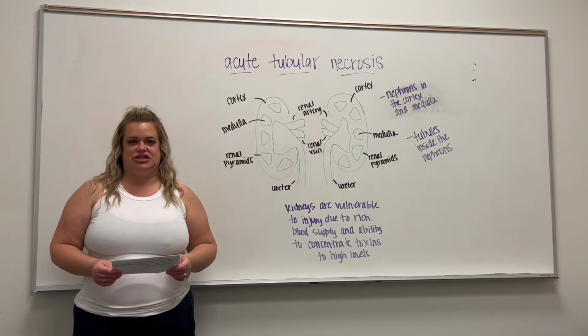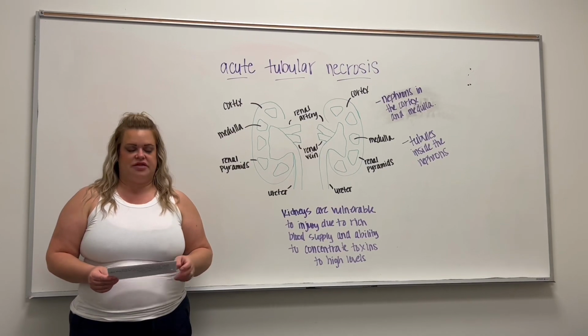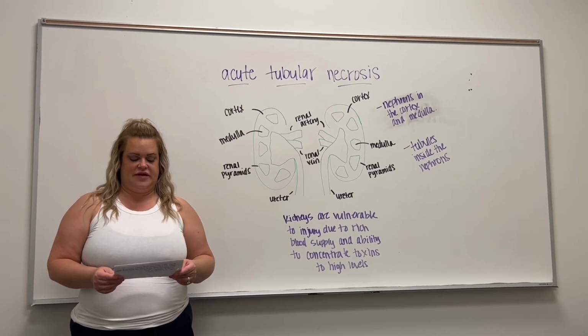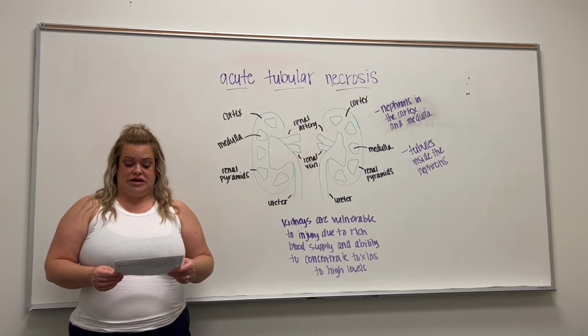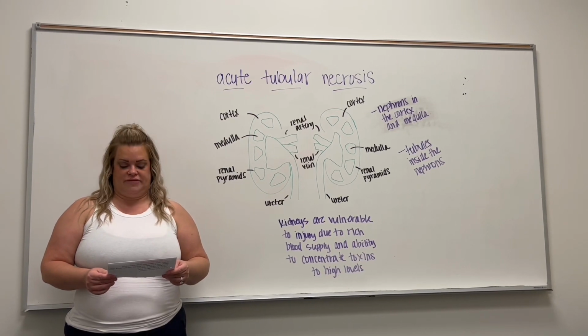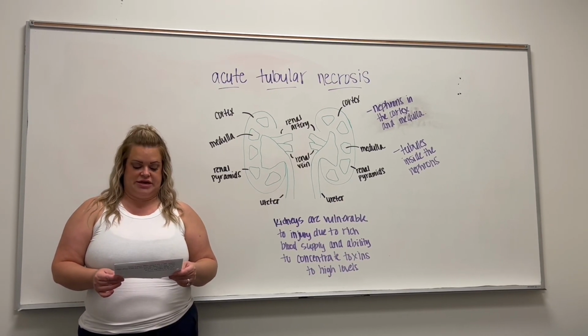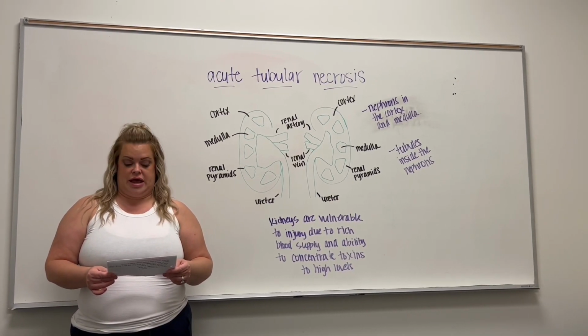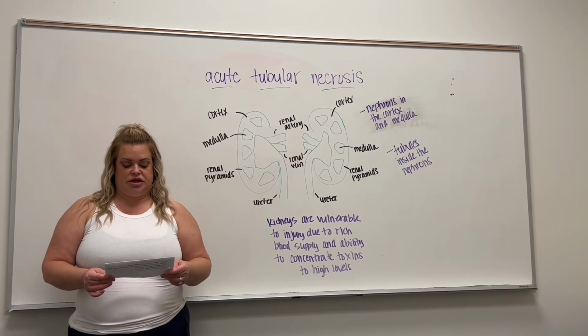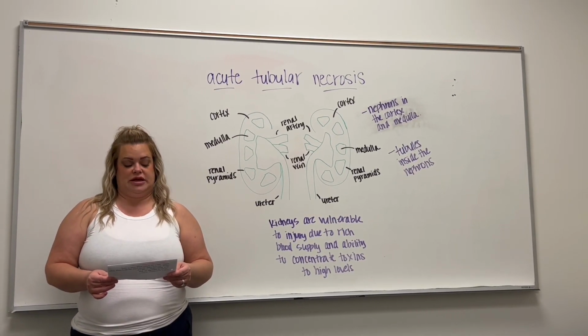There are 3 stages of acute tubular necrosis. The first stage is the initiation phase, where glomerular filtration rates drop to significantly low levels. This is paired with a rapid rise in creatinine and blood urea nitrogen, along with intracellular sodium and calcium accumulations.